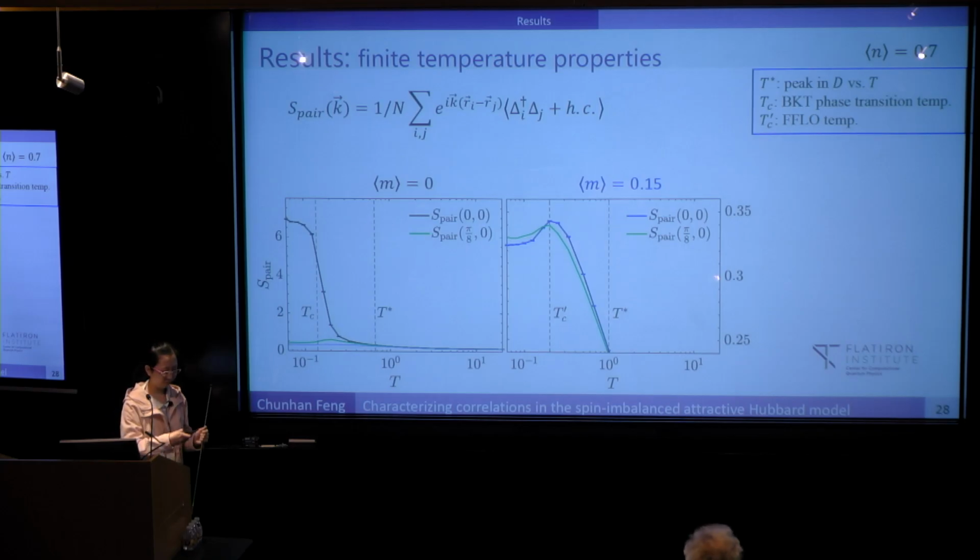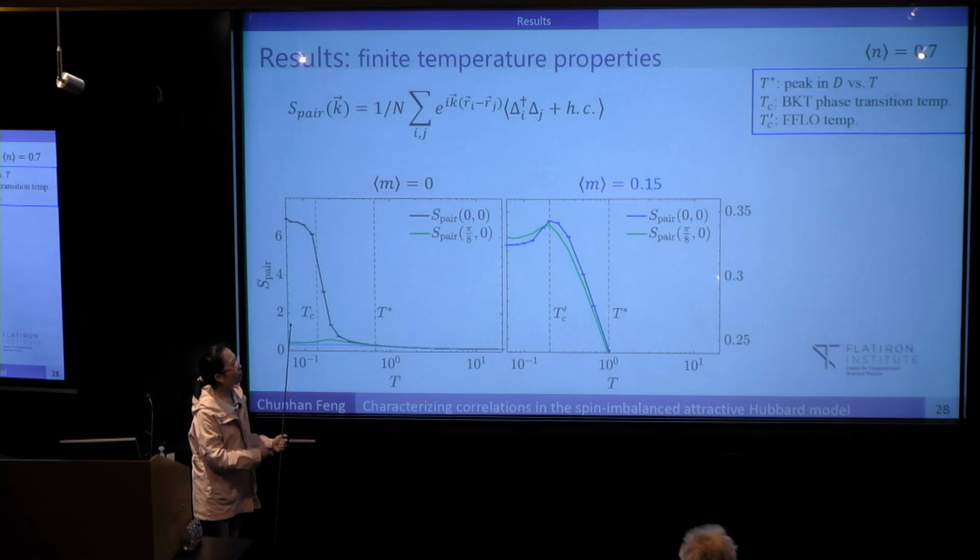Wonderful, Chunhan. I just wanted to know, what is the largest system you can do? So for the square lattice, most of the results are on the 16 by 16 square lattice. And for the long cylinder results, where I show you pairing correlations and XY correlations, the lattice size is like 64 by 4, and also some 32 by 6 and 32 by 8.